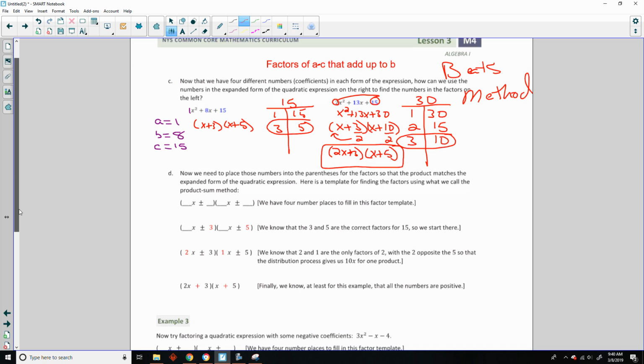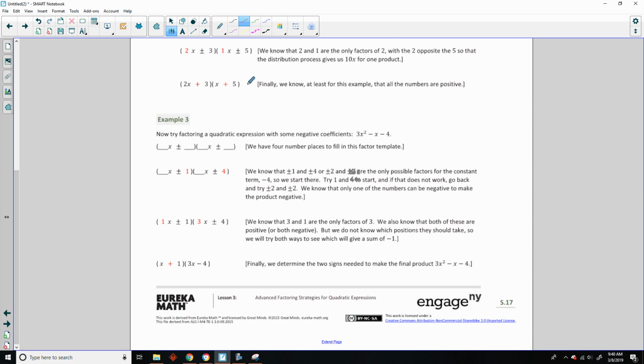Example 3. Now try factoring the quadratic expression with some negative coefficients. Now we have 3x squared minus x minus 4. So remember what I did. I do my Beats. So I go like that. 3 times negative 4, and I'm going to rewrite this as x squared minus x minus 12. Factors of 12. 1 times 12. 2 times 6. 3 times 4. Those are all the factors of 12.